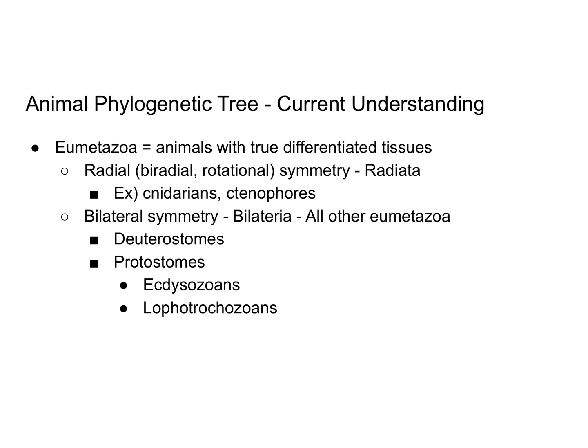We can then take the eumetazoa and divide them into animals that have radial symmetry or animals that have bilateral symmetry. The animals that have bilateral symmetry, we can then further classify into animals that are deuterostomes and animals that are protostomes. And then the protostomes we can further classify into ecdysozoans or lophotrochozoans. And so at each level, we are just making a branch in this phylogenetic tree.